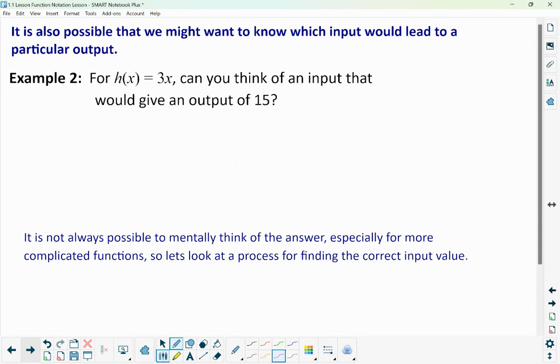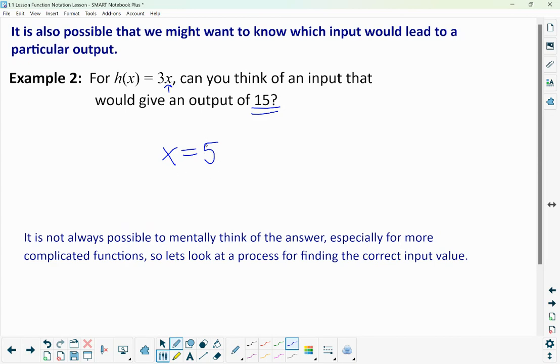It's also possible that we might want to know which input would lead to a particular output. For example, for h of x equals 3x, can you think of an input that would give an output of 15? So we're basically wondering which x value is going to give us this answer. And hopefully, mentally, you can just think about, well, that means that my x value is 5.